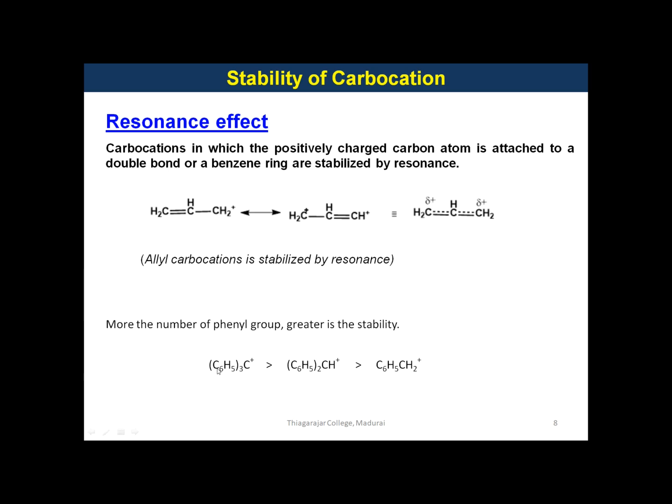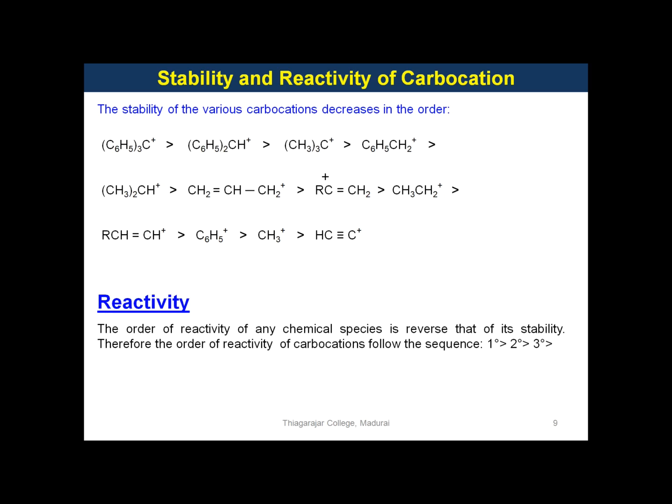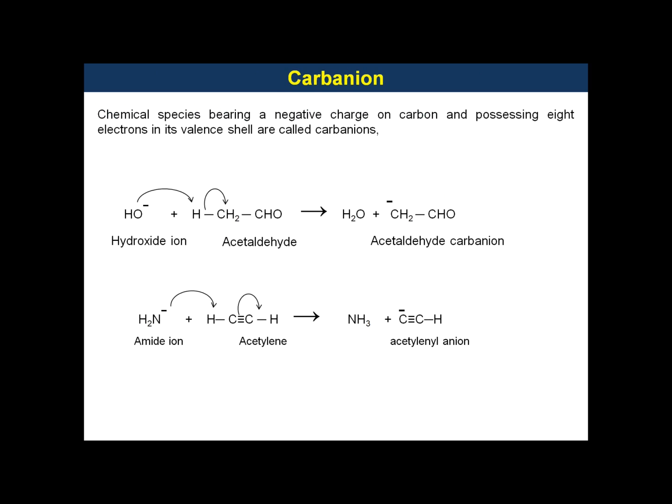Where carbon retained its shared pair of electrons results in the formation of carbanion. In this case, carbon carries negative charge. It can be generated by the attack of nucleophile on a neutral molecule. It can also be generated by the removal of hydrogen atom from a carbon in the presence of a strong base. Here, carbanion is attached to 3 different groups or atoms.